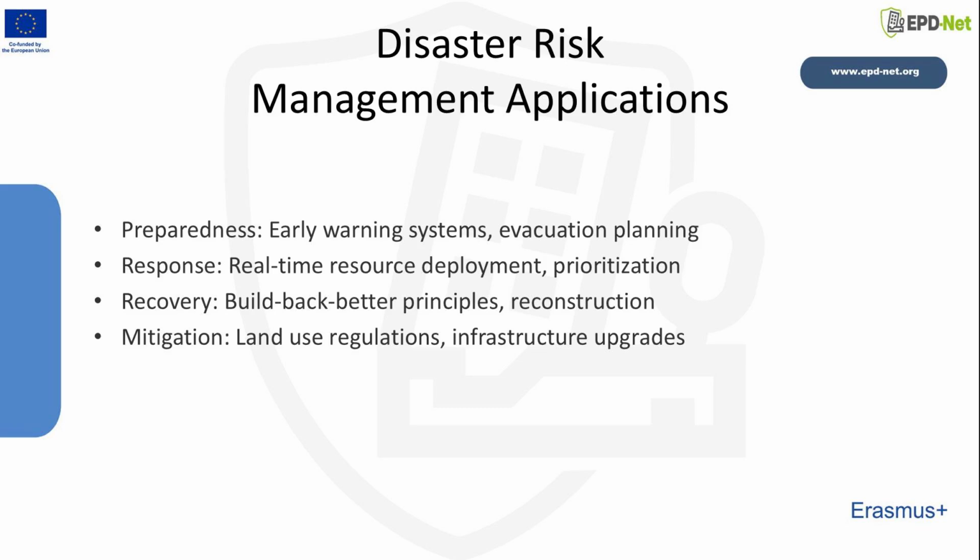Vulnerability mapping directly supports disaster risk management activities across all phases of the emergency management cycle, including preparedness, response, recovery, and mitigation. During preparedness planning, vulnerability maps systematically identify priority areas for deploying early warning systems, planning evacuation routes that account for population distribution and mobility constraints, siting emergency shelters in accessible locations near vulnerable populations, and targeting community education campaigns to populations with limited hazard awareness.